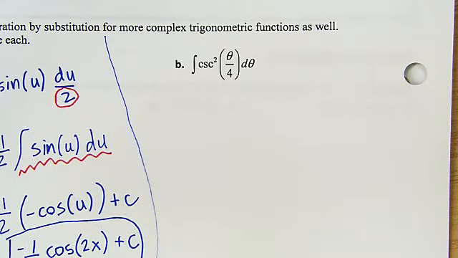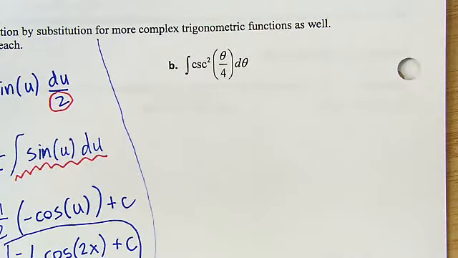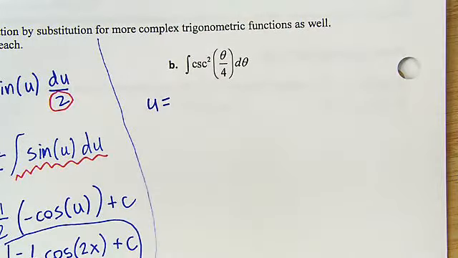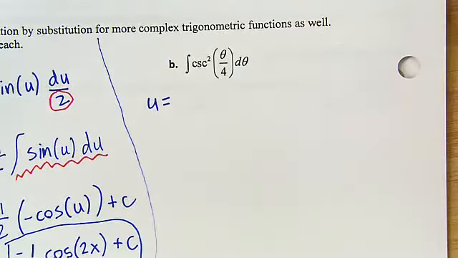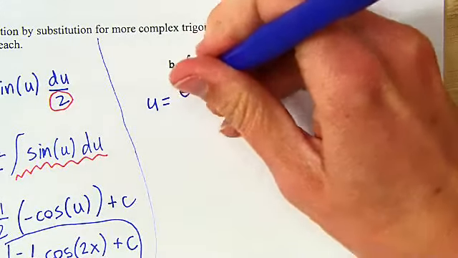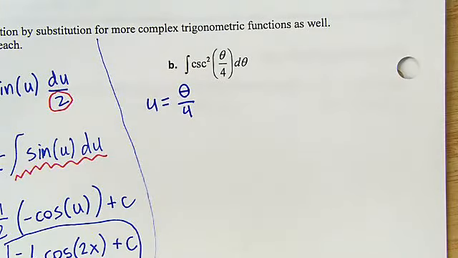All right, so for number 3, part B, we're going to go ahead and start like we normally do with figuring out what we're going to set our u to be. Our u is always equal to that inside function. Here, these parentheses are pretty nice because it makes it pretty clear what that inside function is. So that inside function is going to be theta over 4. So u is equal to theta over 4.